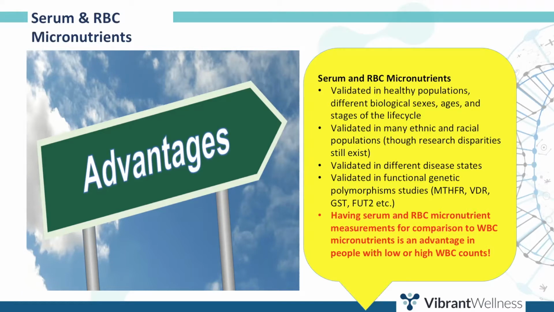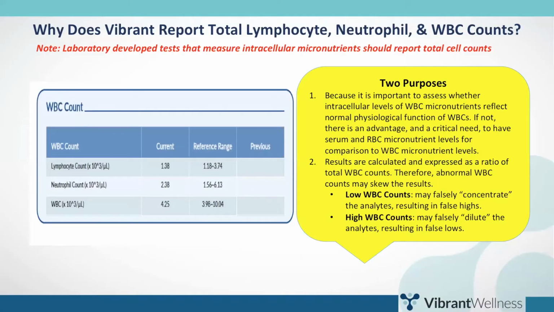And last but not least, especially in people who may have low or high white blood cell counts. Vibrant does report total lymphocyte, neutrophil, and white blood cell counts. And I think that's critically important. Essentially, any laboratory that measures intracellular micronutrients should be reporting total cell counts. There is an advantage and critical need to understand whether the micronutrient levels of the white blood cell really are reflecting normal physiological status.